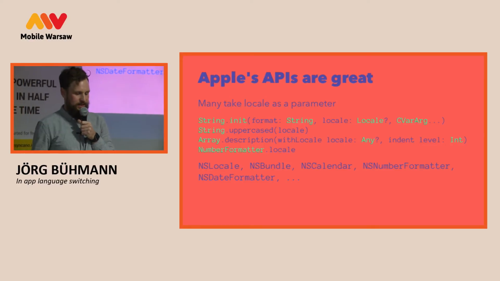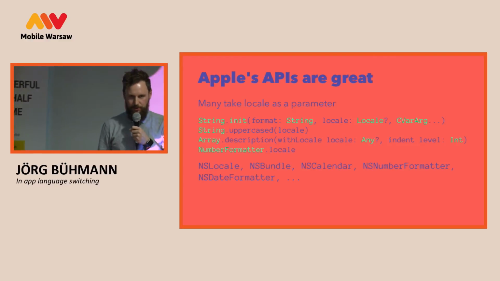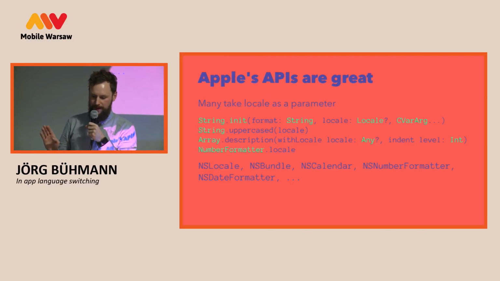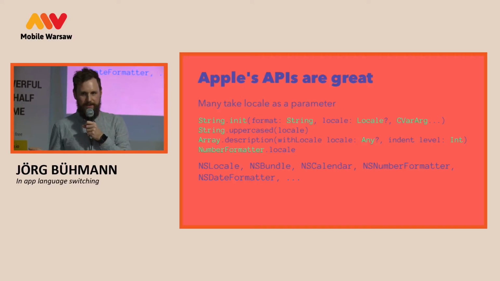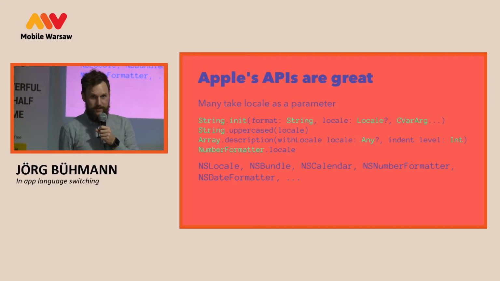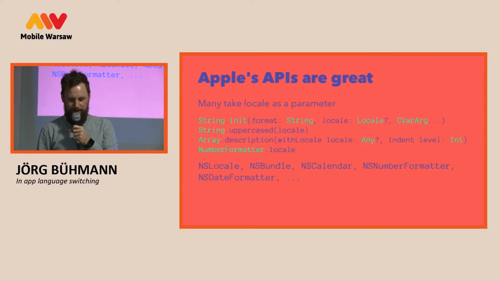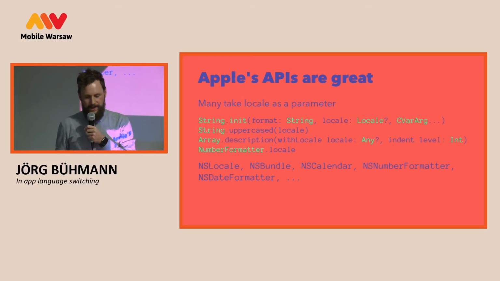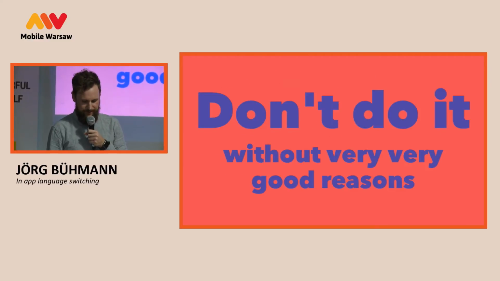So use the APIs. Apple has excellent localization APIs. Not everything supports localization, but most things do. So just search the API for locale or with locale. For example, here you have uppercasing of strings with a locale, which I didn't know existed either before I researched for this talk. But apparently, there are different rules of how to uppercase strings. Calendars and so on. It's great APIs. Just don't forget to use them.